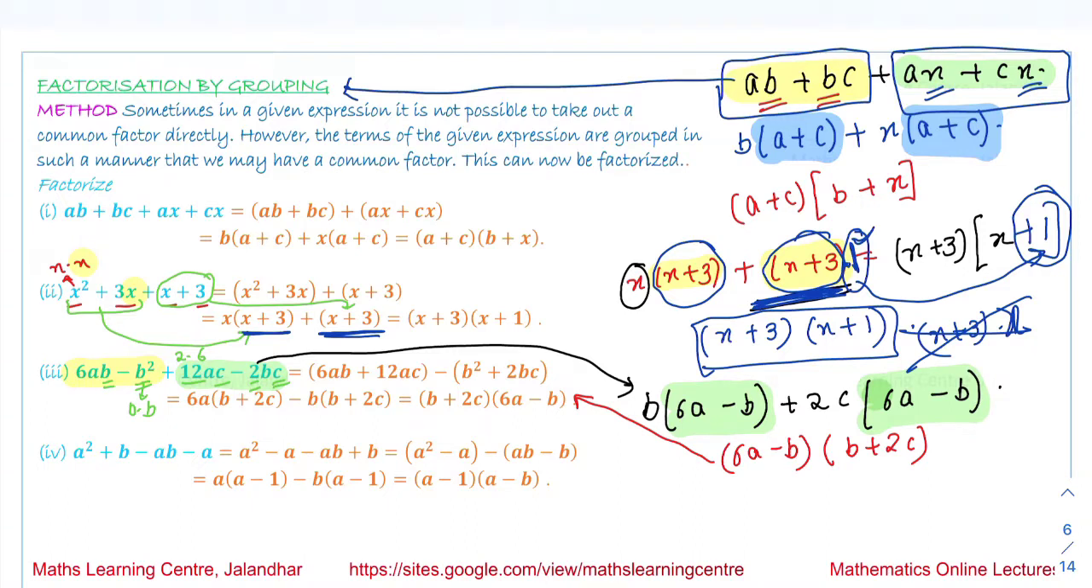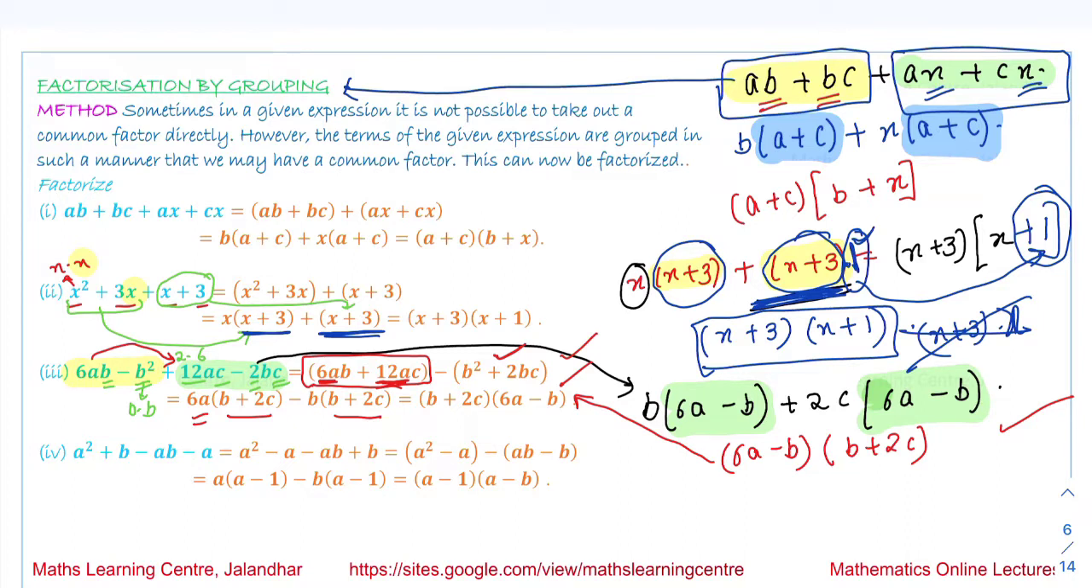So similarly, we have rearranged these terms, and we have grouped this term and this term. You can adopt any of these procedures. You can use this method or you can use this method. It is up to you how you group the terms, but the final answer will be the same. From these two terms you can take 6a common, so we are left with b plus 2c. From the second term we have taken b common. The final answer you are getting is the same.